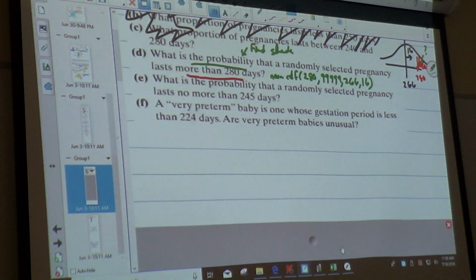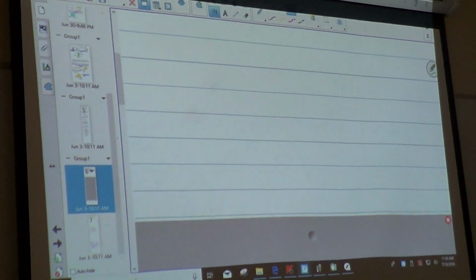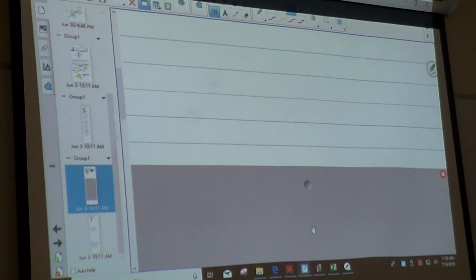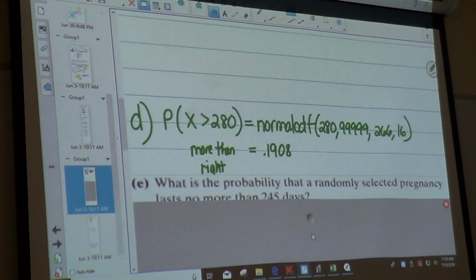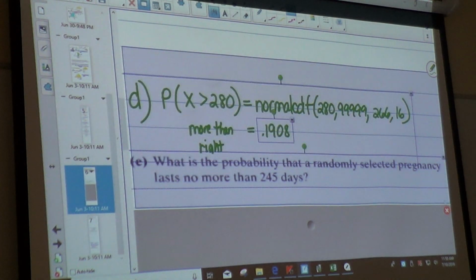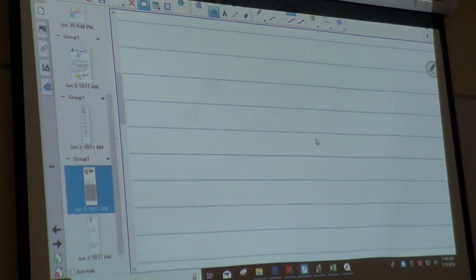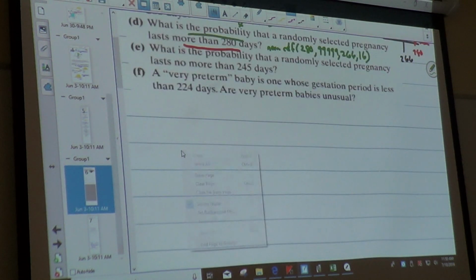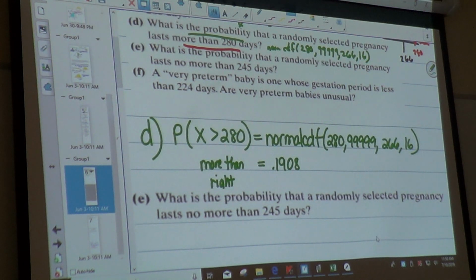Oh, help me, Lord, have mercy. I don't know why I have it so far down, but we will find it in just a second. There we go. We cut it and bring it to the top. It should have been 0.1908. So 19.08%, 0.1908. All right, try the next one.